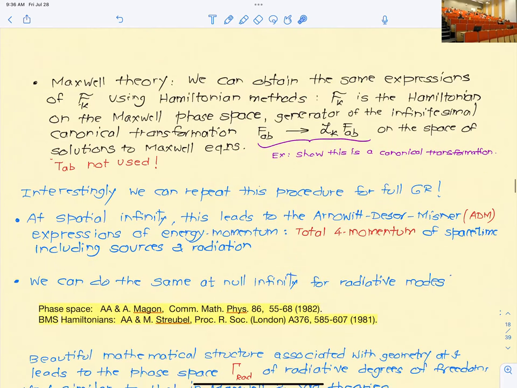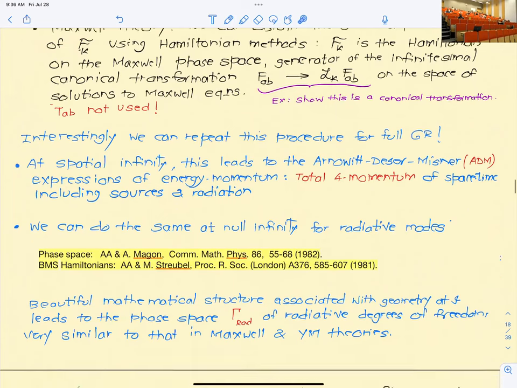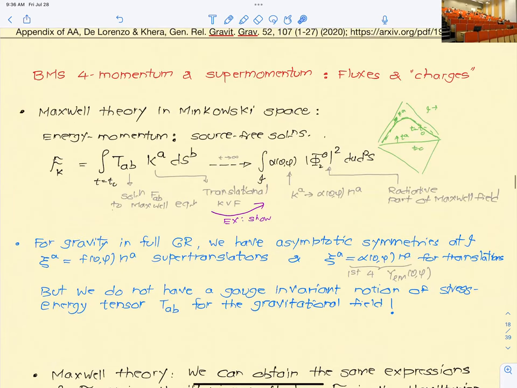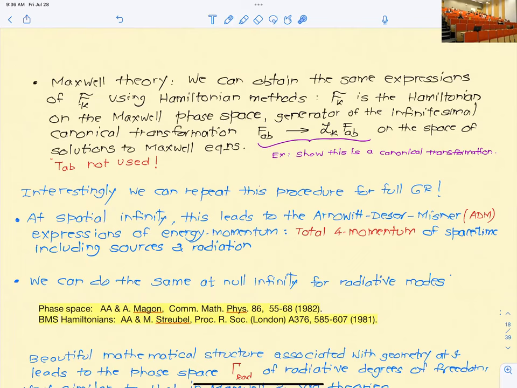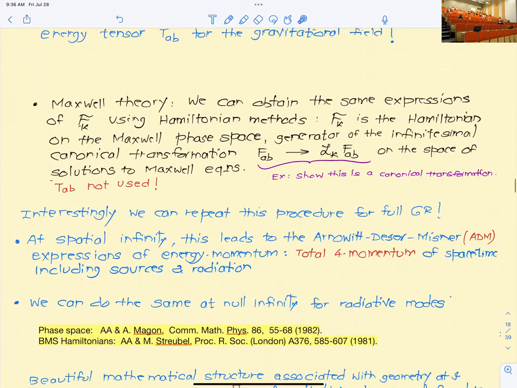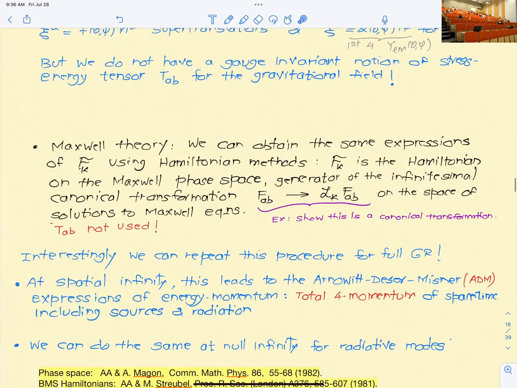Now, the interesting thing is that for Maxwell theory, we can obtain the same expression for energy, momentum, and angular momentum that we obtain starting with the Killing vector field, using Hamiltonian methods. Namely, this integral that I wrote down is in fact the Hamiltonian on the phase space of Maxwell fields, which generates the infinitesimal canonical transformation corresponding to the symmetry you gave me. If you give me a Killing vector field and a solution F_ab of Maxwell's equations, then the Lie derivative of F_ab along the Killing vector field is again a solution of Maxwell's equations. This is an exercise you can check.